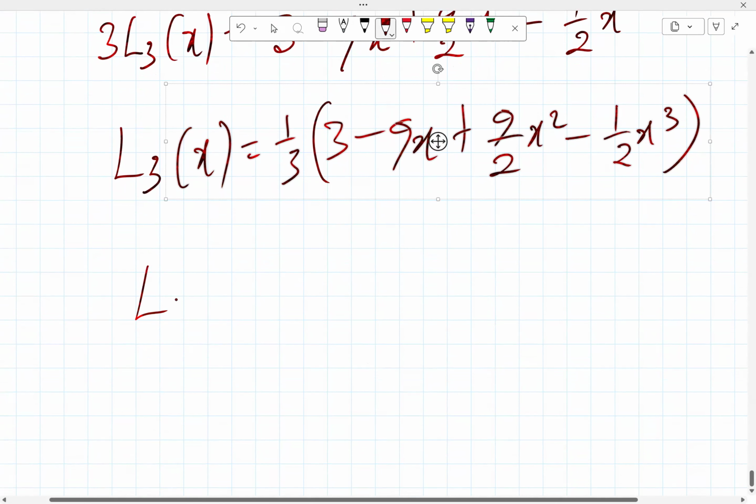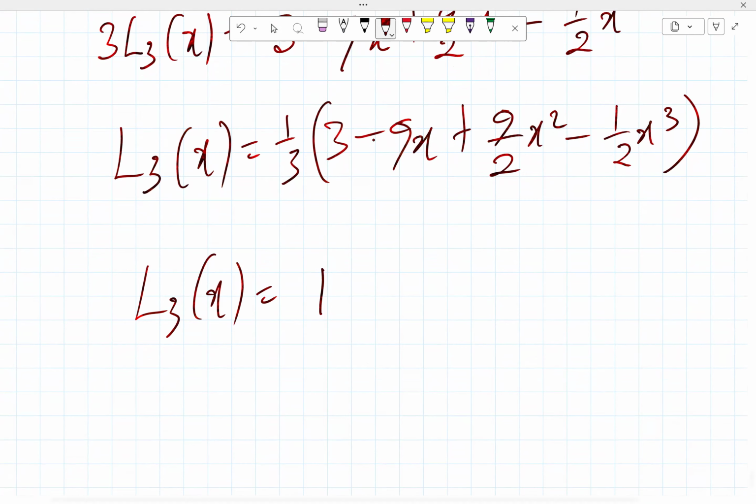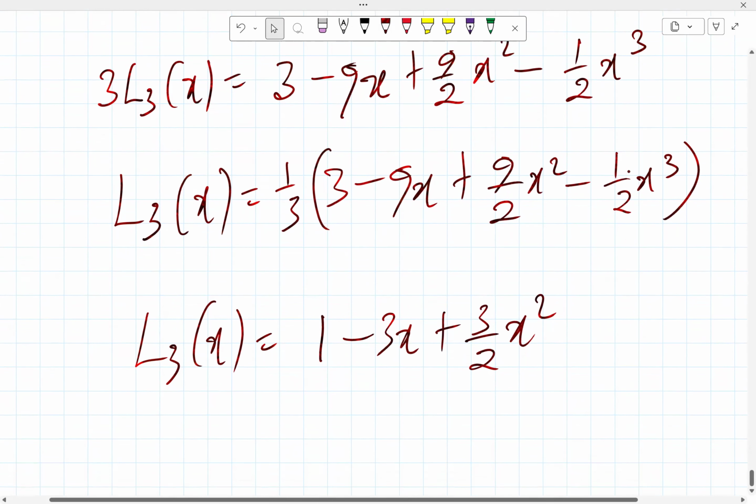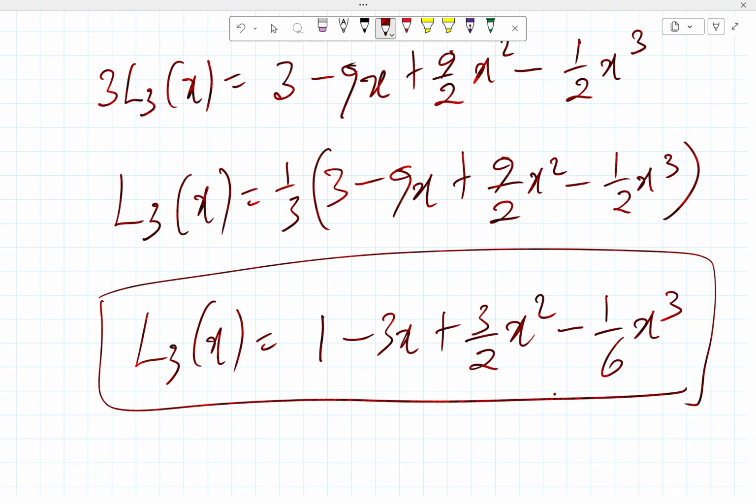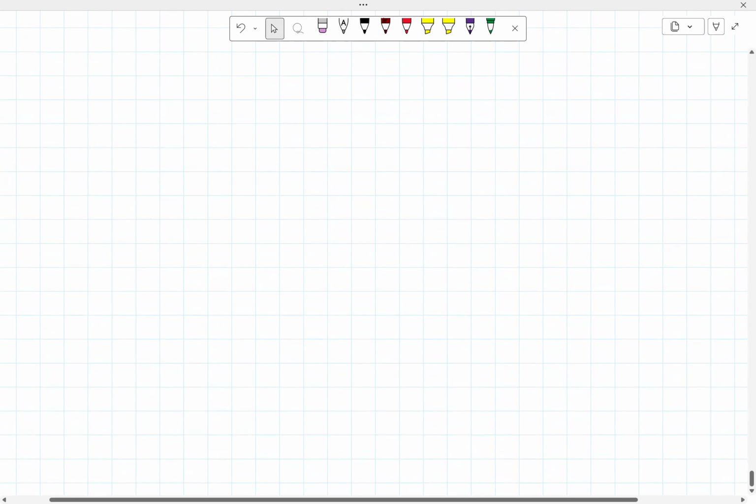So that L sub 3 of x would now be 1 over 3 times 3, that's 1. Minus 9 over 3, that's minus 3x. Then 9 over 3 is 3, that's 3 over 2x squared. Then on the other one, 1 times 1 is 1, 3 times 2 is 6, so that's minus 1 over 6x cubed. And that is what all of that is about: 1 minus 3x plus 3 over 2x squared minus 1 over 6x cubed. So that's problem 7. Then we go for problem 17.